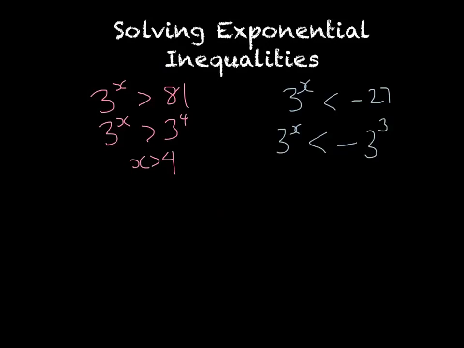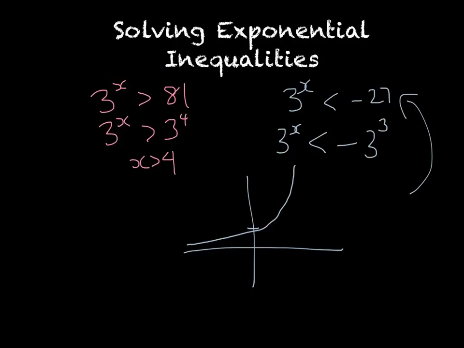But now what do we do about the negative sign in front? In fact, if we look at the graph of 3 to the x, we remember that it looks something like this. And we see that our graph never reaches below 0, and so it definitely never reaches below negative 27, meaning that our inequality here has no solution.